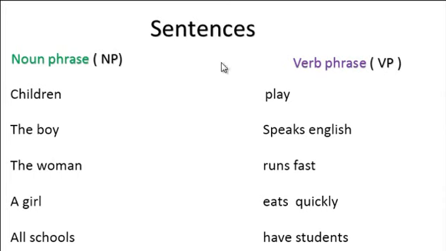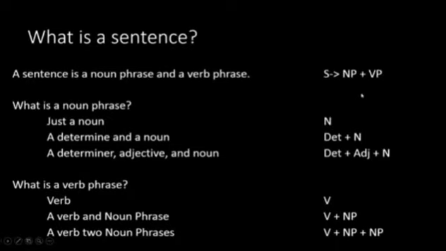This is a sentence. For example, children played is a sentence. The boy speaks English is another sentence. The woman runs fast. A girl eats quickly. All schools have students. Okay, those are sentences. But now I'm going to continue explaining this case. Just a noun is a noun phrase. Children, for example.